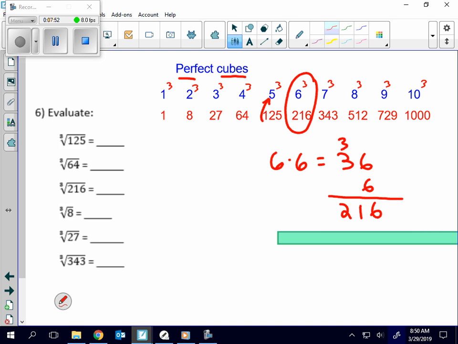The cube root is 5. The cube root of 64 is 4. The cube root of 216 is 6. Of 8 gives us 2. The cube root of 27 is 3. And the cube root of 343 is 7.